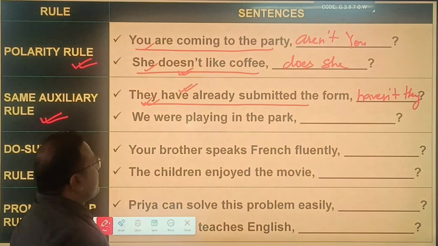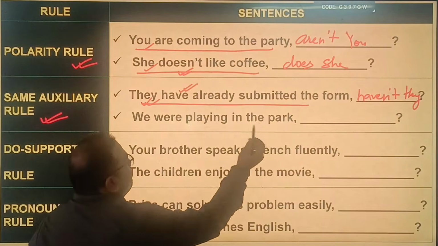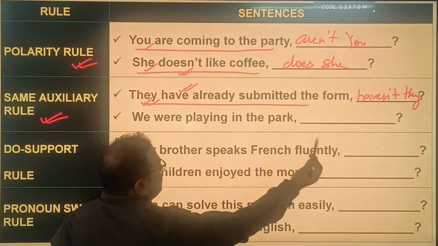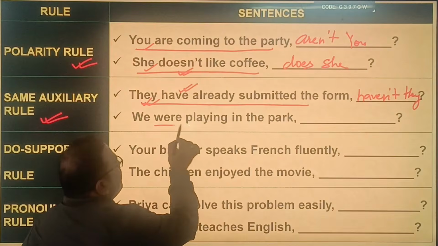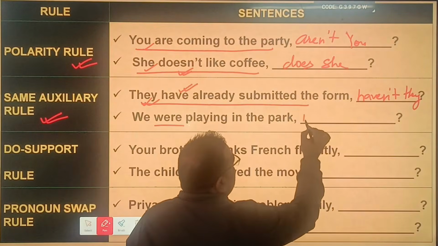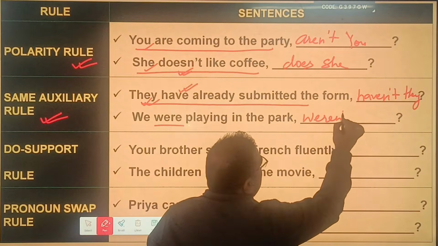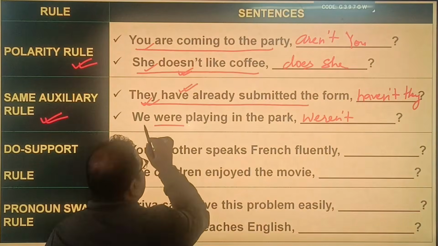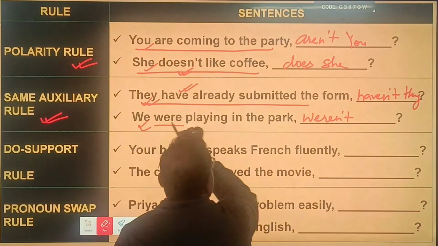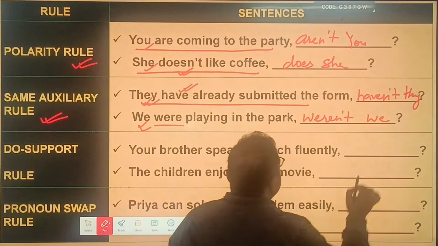We were playing in the park. Positive. Tag will be negative. Helping verb we have what? Auxiliary verb? Weren't. Pronoun we have what? We.